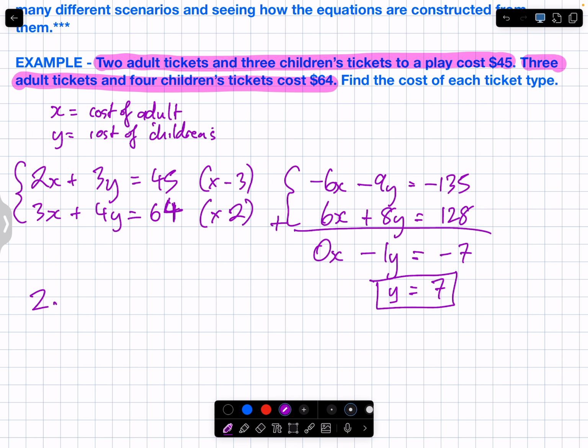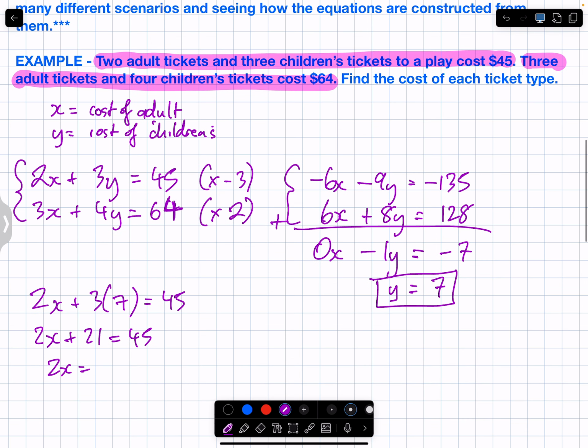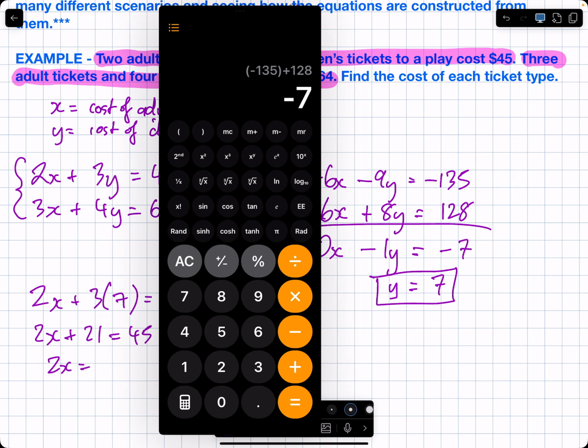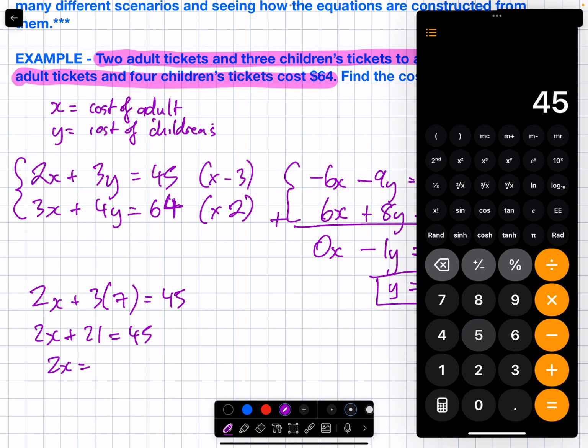So 2 lots of x plus 3 lots of 7 equals 45. 2x plus 21 equals 45. 2x... where's the 21 going? 45 take 21 is 24. So what's x going to be? 12.